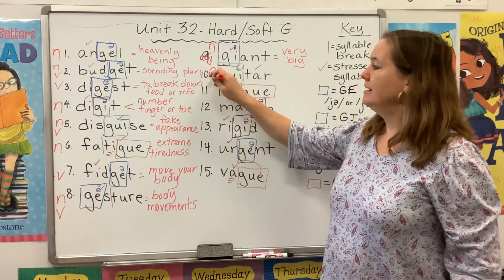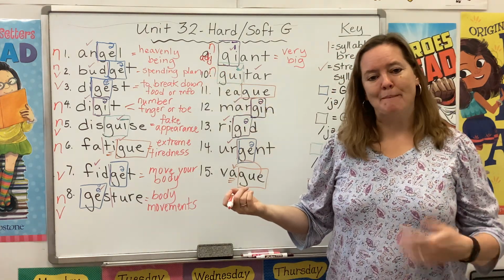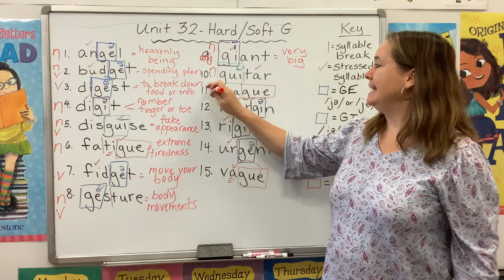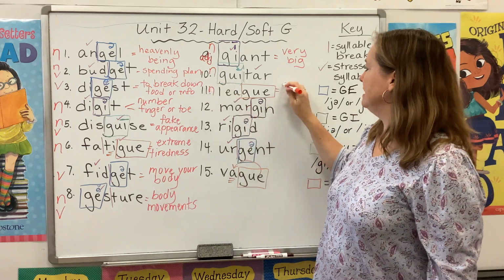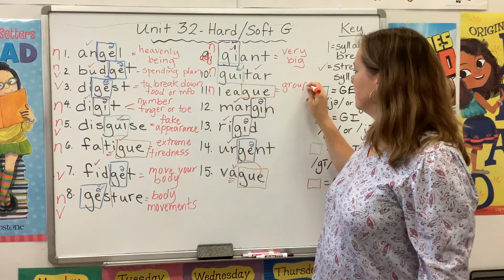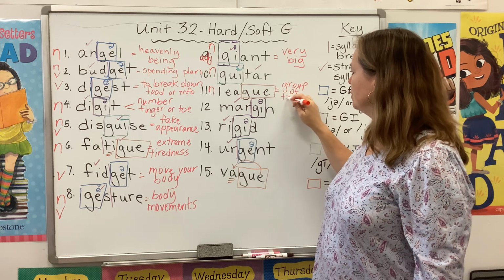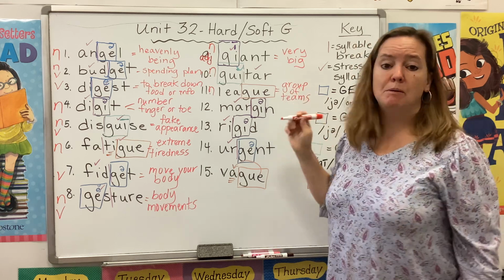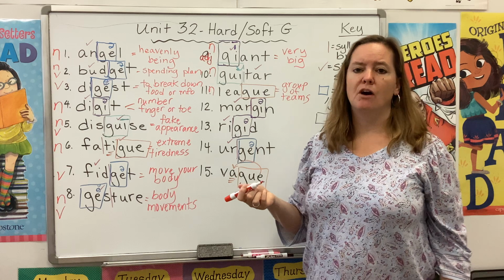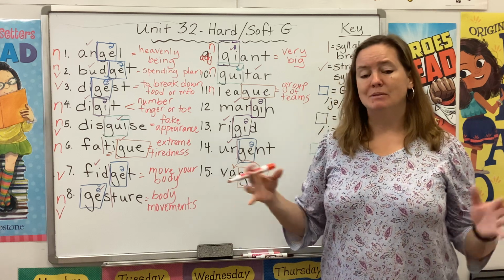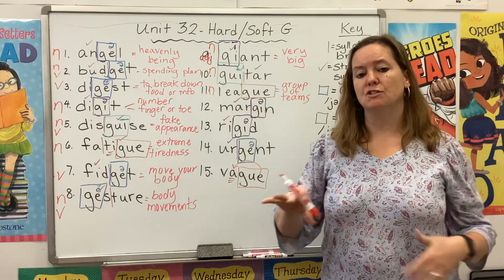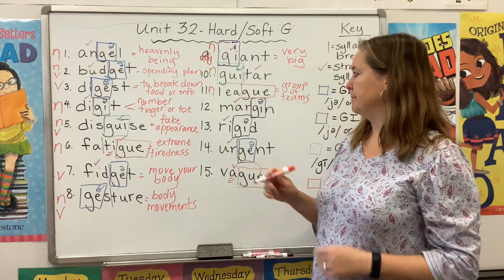A guitar is an instrument that you strum. A league is a group of teams. So you might be part of a baseball league. Maybe there are 8 different teams in your league and you all take turns playing against each other.